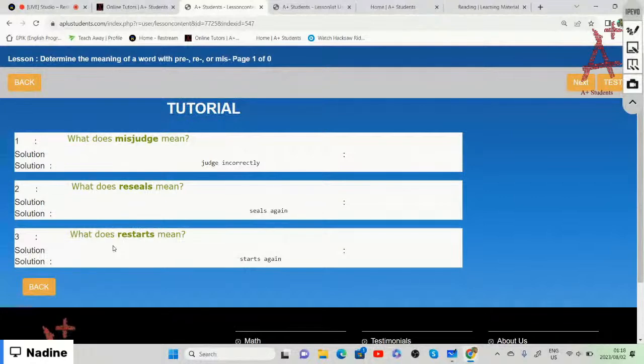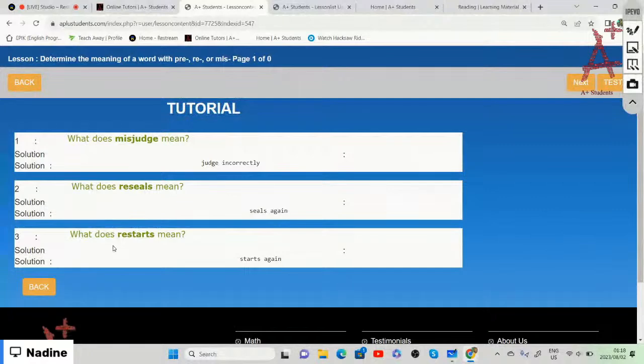So we need to determine the meaning of the words with pre, re, or mis. What does misjudge mean? If we were to misjudge someone, then it means that you are judging someone incorrectly. What does reseals mean? Re means again. So reseals, it's watching seals again, or seals again.